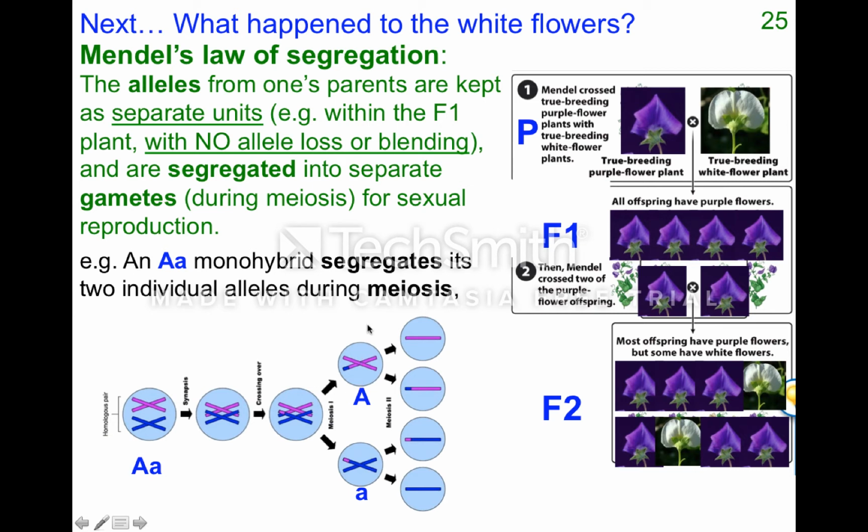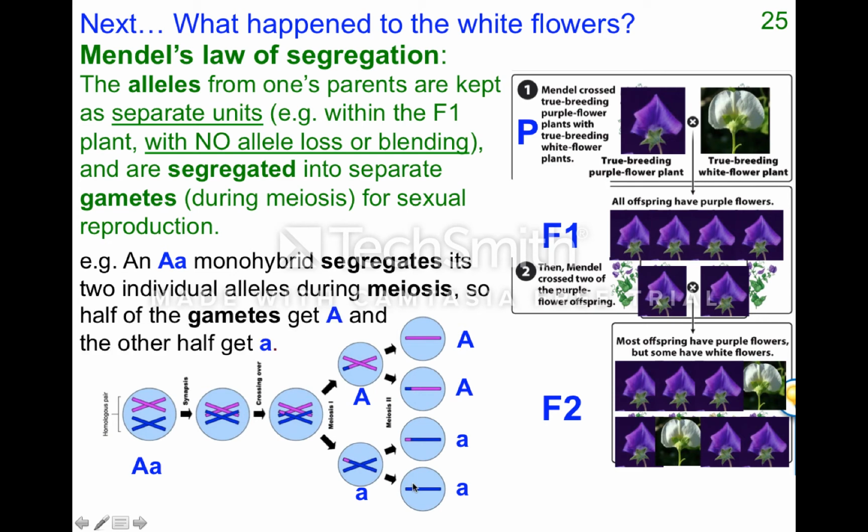During meiosis I, we separate one chromosome from the other, so this one has two copies of big A, and this one has two copies of small a. Then in meiosis II they separate individual chromosomes, and we have half of the gametes, half of the pollen for example, having big A, the purple allele, and half of the gametes, pollen or ovules, having small a for the white flower allele. So half of the gametes get big A, half of the gametes get small a.